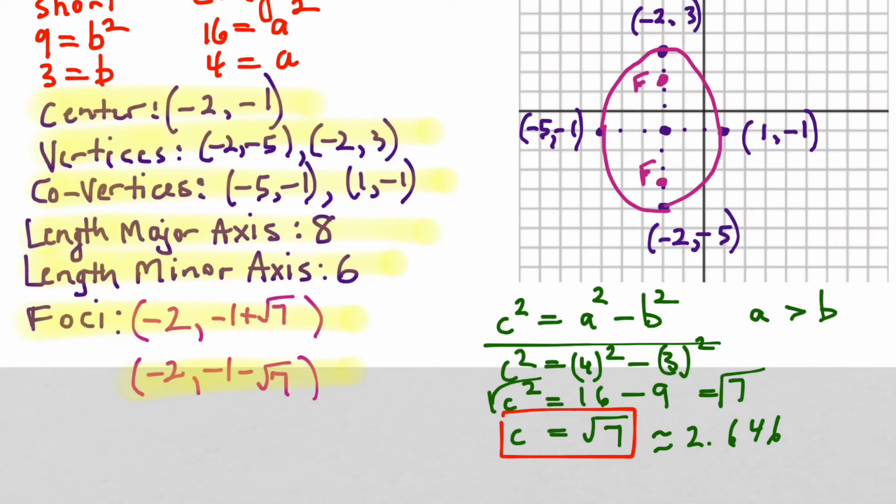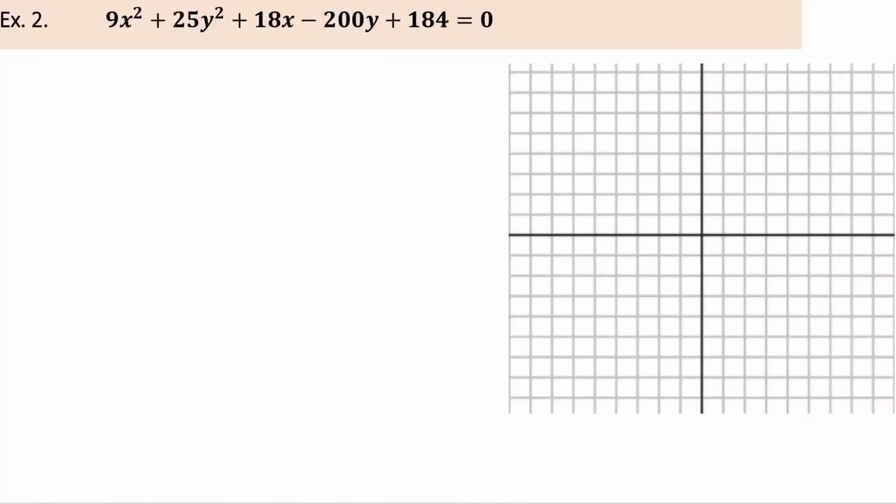We're going to do one more example. All right, so here's our second example. It's given to us in standard general conics form. The reason I know this is an ellipse is because it's got both an x squared and a y squared term. They have different coefficients, and there's a plus in between. So I need to complete the square twice. So I'm going to set this up.